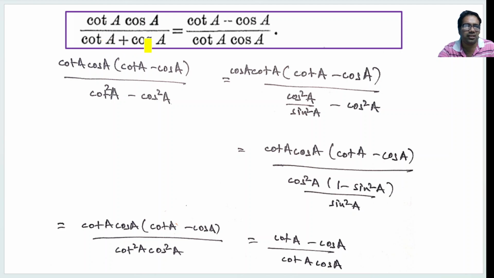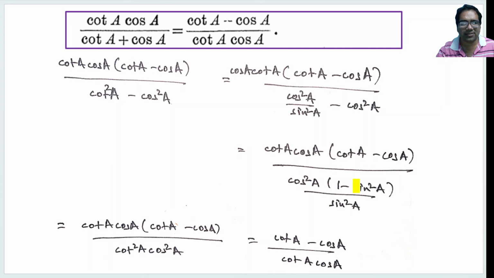So then this becomes A plus B into A minus B, which is cot square A minus cos square A. The numerator becomes cot A cos A into cot A minus cos A. Let the numerator be the same. Now the cot, let us write it in terms of cos and sine. Cot A is cos A by sine A, so cot square A is cos square A by sine square A, minus cos square A. So numerator let it be as is. Then the denominator becomes cos square A minus cos square A sine square A by sine square A. Right, guys?